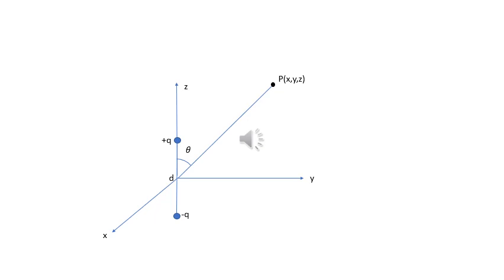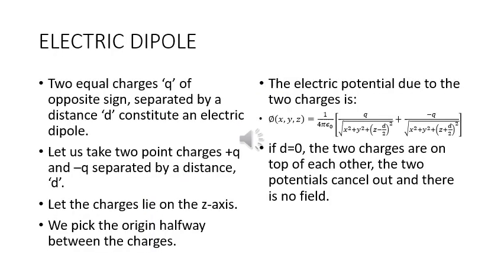Now we consider the dipole composed of two equal and opposite charges plus Q and minus Q lying along the z-axis. The separation between the charges is given by small t. The radius vector of the point of determination P makes an angle theta with the z-axis. Two equal charges of opposite sign separated by a distance t constitute an electric dipole.